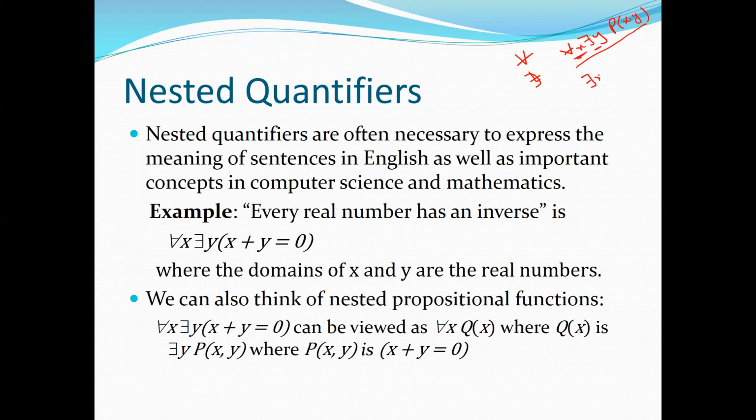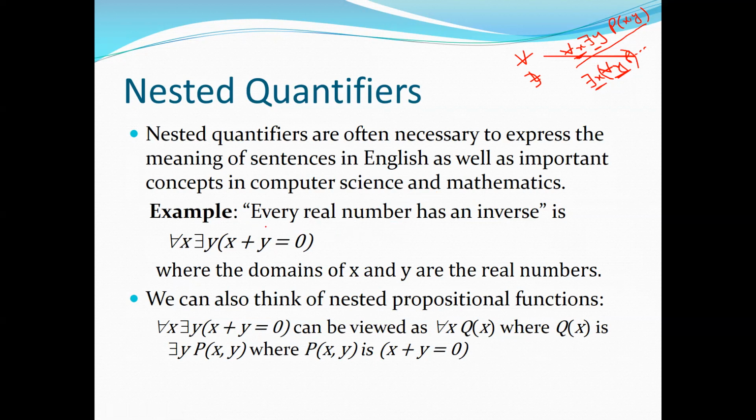This may be like this: for all x, there exists some y, for all y, for example, some predicate. So this for all y is in the scope of this existential quantifier. Whenever there is some quantifier in the scope of another quantifier, we call it a nested quantifier. So nested quantifiers are necessary to express the meaning of sentences in English, as well as important concepts in computer science and mathematics. We'll be looking at different examples today.